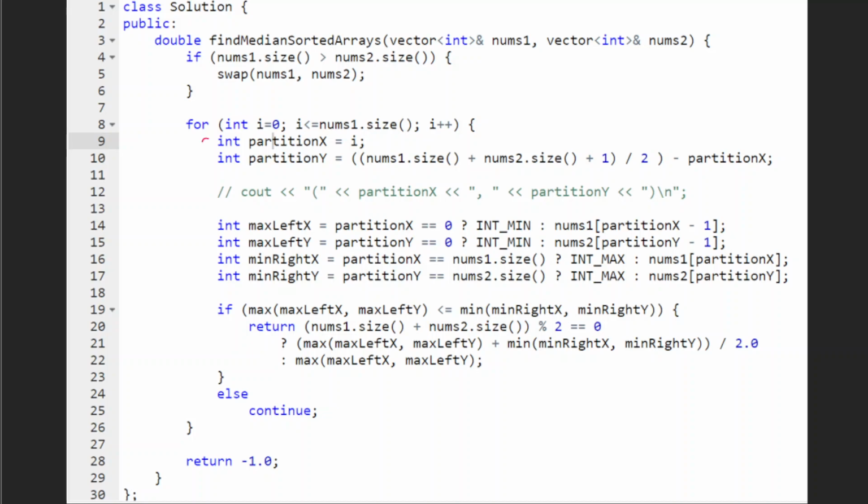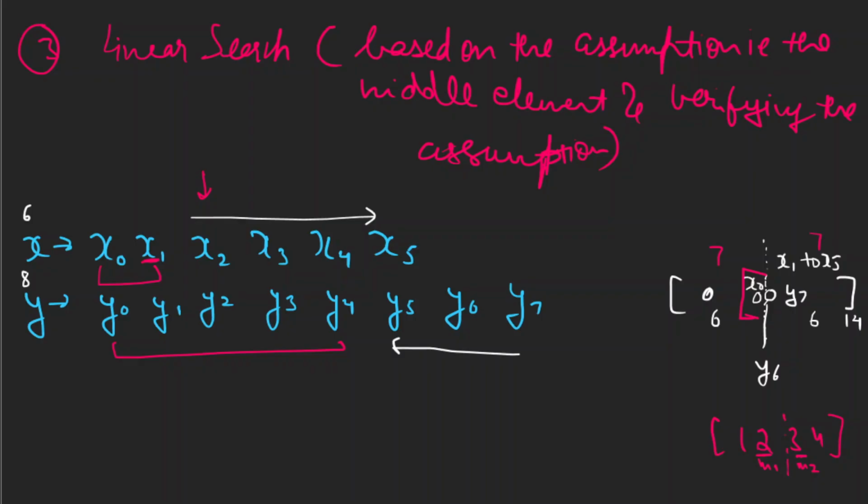First, I'm going to divide it into parts. There are three parts, and we are going to understand each and every part in depth. The first part is that we are going to calculate the partition points, which I have told you about earlier. These are the partition points.